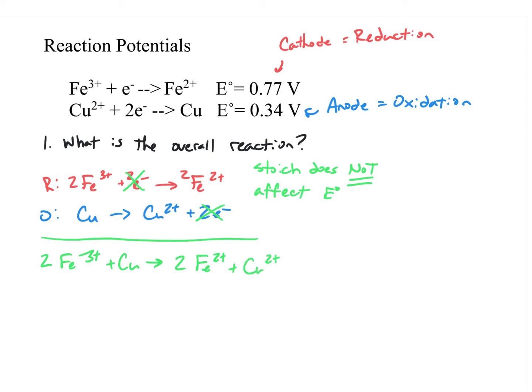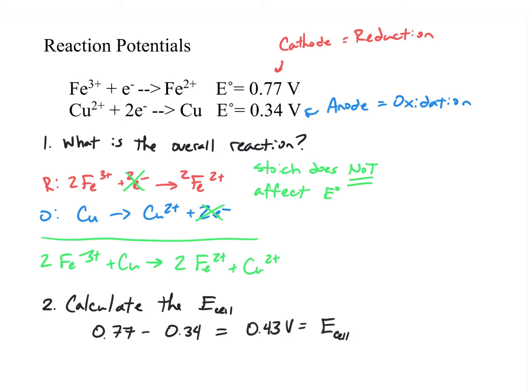Another question you might be asked is, calculate the cell potential. Well, all you need to do is go back up to these two numbers again and take the bigger one and subtract the smaller one. The one that's bigger is at the cathode, the one that's smaller is at the anode. Subtract the two reduction potentials, bigger minus smaller, and you get the overall cell potential. Well, the overall cell potential, take 0.77 minus 0.34, you get 0.43 volts.